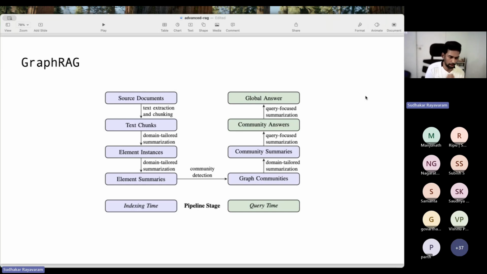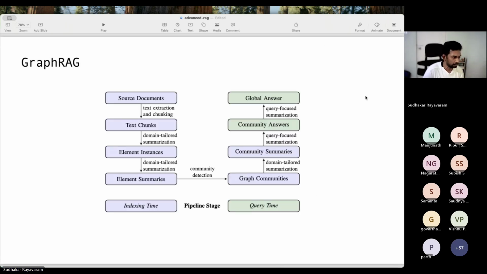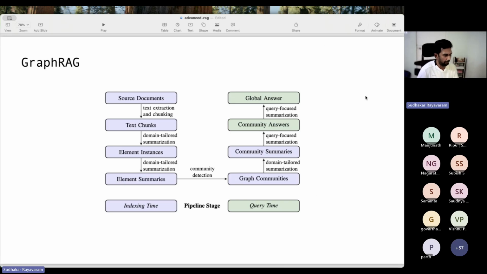I'll tell you what this local and global answer is. They have two ways of asking a question. You can go at a global scale, which is the top level, where the community summary is used to answer that question, versus local, where you can go much deeper into one graph sub network and get much more detailed information. Those are the two different ways.